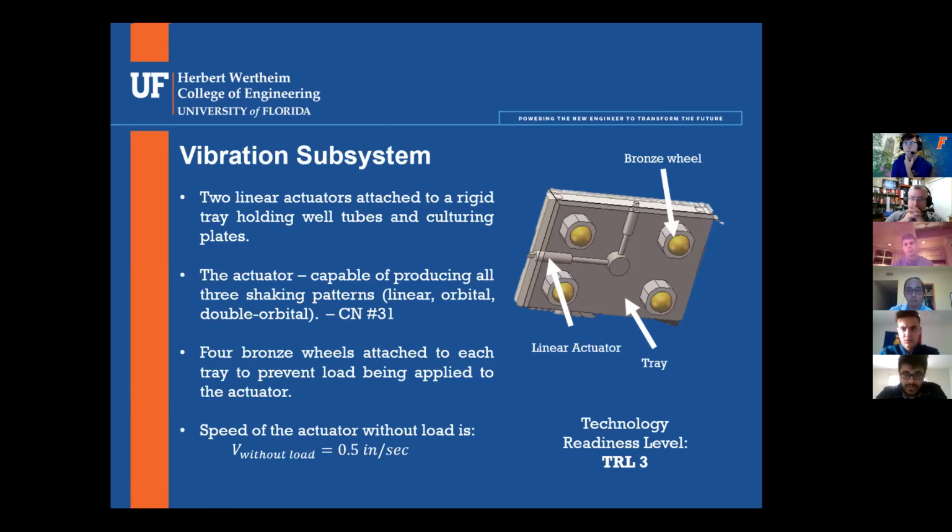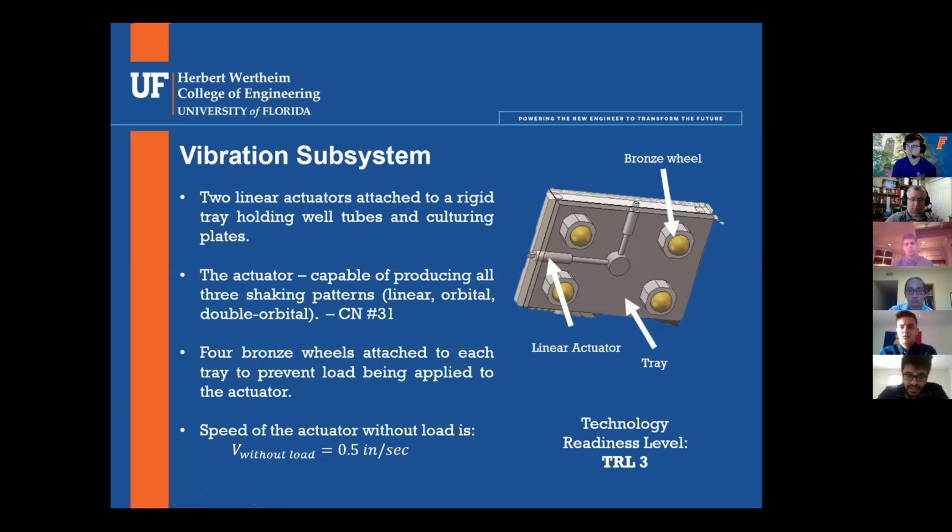There are 4 bronze wheels attached to the bottom of each tray to prevent the load being applied to the actuator. The reason for using bronze as the material is because the coefficient of static friction between bronze and steel is relatively low. It's around 0.2. In addition, a light source will be installed at the top part of the tray that will be projected at the conical tubes and the culturing plates containing the fluid. The positioning of the light will be addressed later on in this presentation.